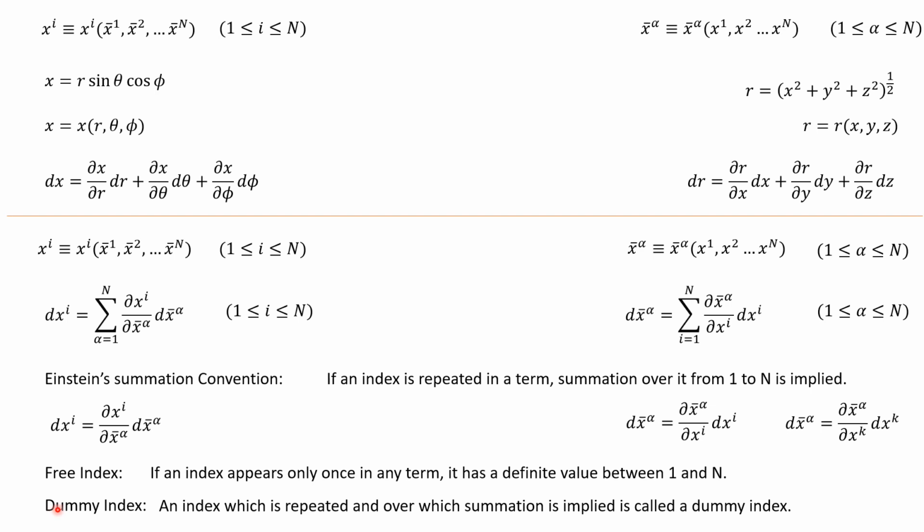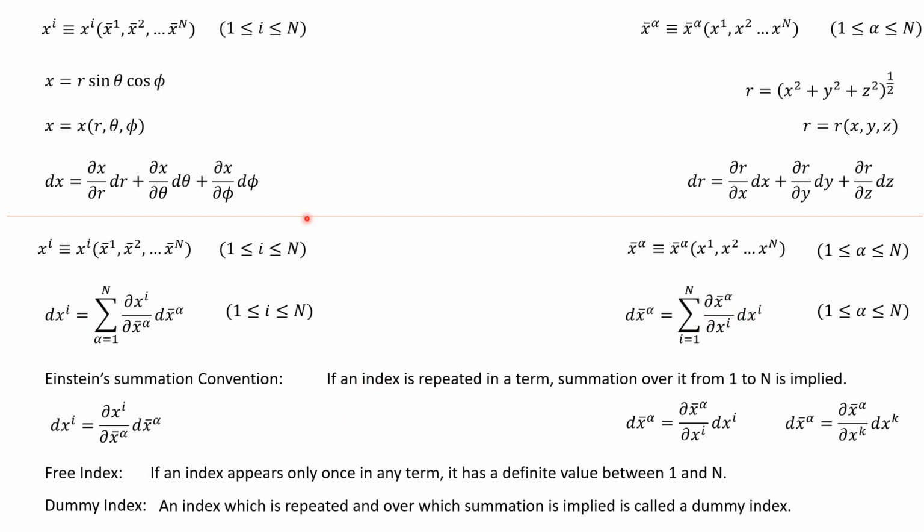Now let us define free index and dummy index. Suppose an index appears only once in any term, it has a definite value between 1 and n, and such indices are called free indices. For example, in this equation and in this equation, I and alpha appear once and they are free indices. In this equation as well as in this equation, again I and alpha are the free indices.